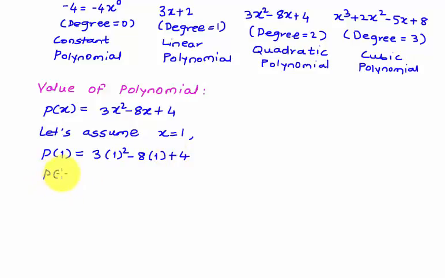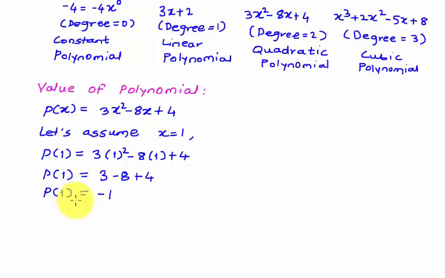Now let's calculate the polynomial. So p(1) is equal to, 1 square is 1. So 3 into 1 is 3, minus 8 into 1 is 8, plus 4. P(1) is equal to 3 plus 4 is 7, 7 minus 8 is minus 1. Now the value of the polynomial when we replace x by 1 is minus 1. Hence we call it the value of polynomial 3x square minus 8x plus 4 at 1 is minus 1.